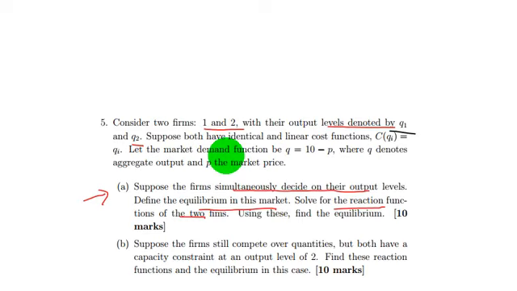Now we solve the second part of this question. Suppose the firms still compete over quantities but both have a capacity constraint at an output level of 2. We need to find the reaction functions and the equilibrium in this case. Let us see how to do this.